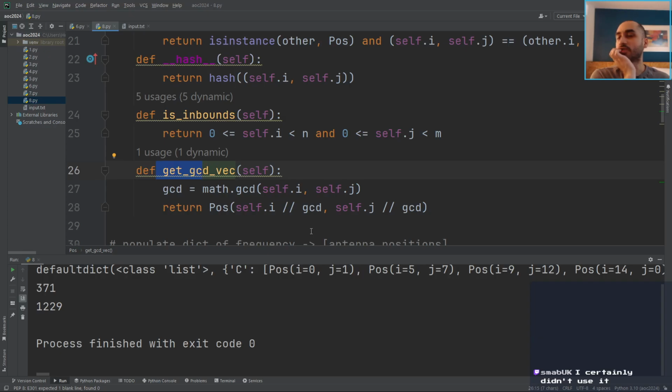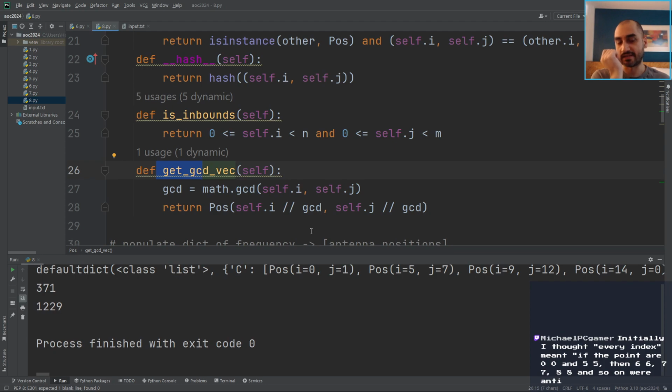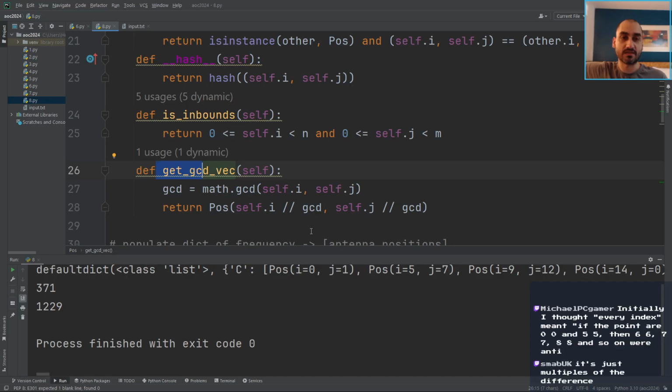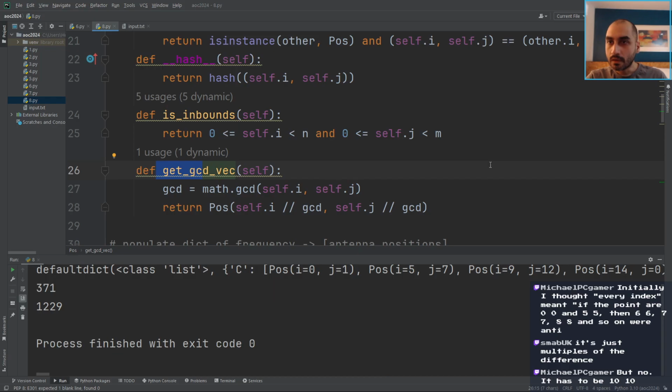Or alternatively, for a given pair of antenna, I suppose you could just range over the entire grid for each point, see if it's in line with them. That's still sort of vector algebra, but yeah.